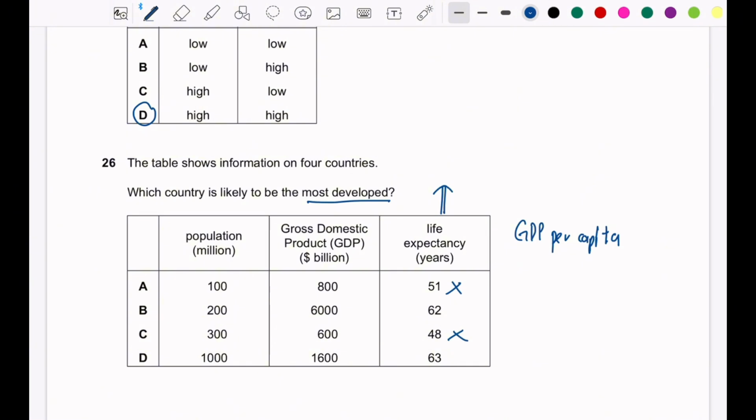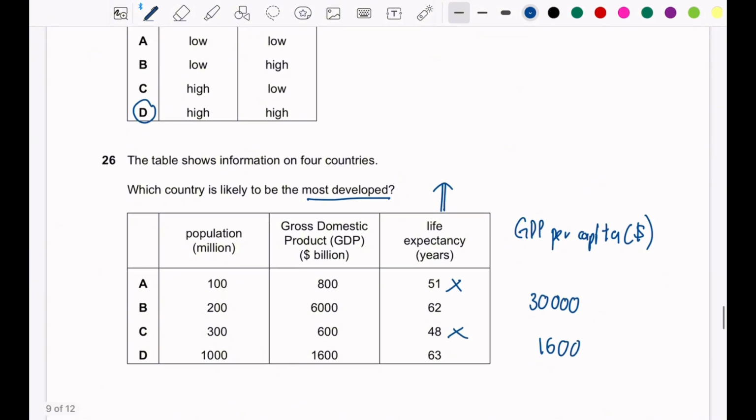So B, 6,000 billion divided by 200 million, which is $30,000. And D, using 1,600 billion divided by 1,000 million, it's 1,600. So definitely it's B. It's the most developed one.